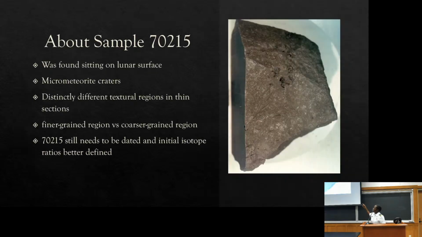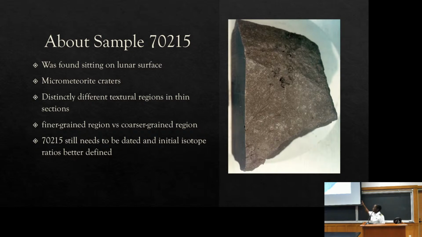So this is the sample itself. This is the bulk sample. We got a chip of this sample in this experiment. This sample was actually just found lying on the lunar surface. And as you can see, there are micrometer craters around it, which means that it actually went through tumbling around the moon before it was collected.